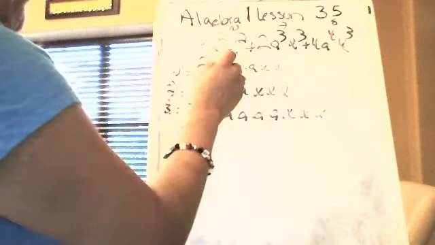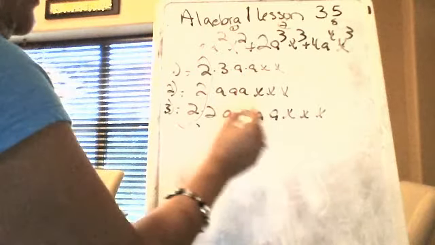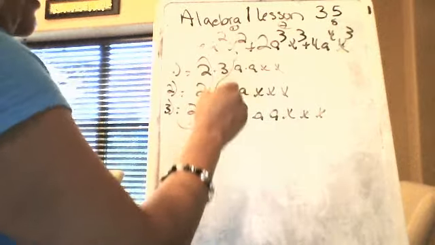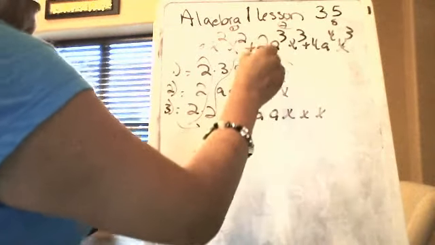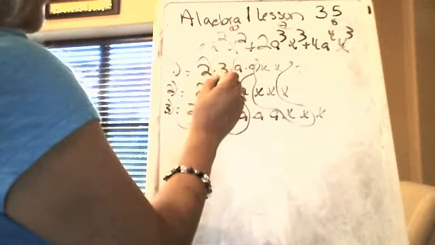So, I have 1, 2 I can take out. I have a 3 here, but I don't have a 3 anywhere else, so I can't do that. Got 2 a's, 3 a's, 4. So the lowest number of a's is 2, so I can take out 2 a's. I have 2 x's, I can take out 2 x's. What am I left with here? I'm left with a 3.